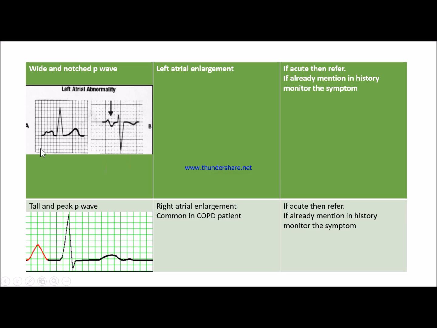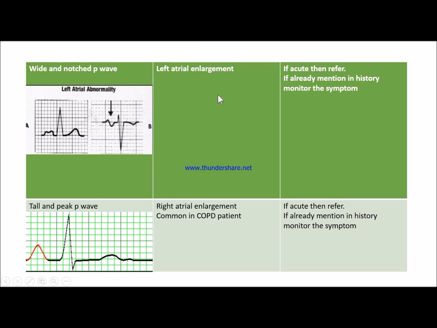Here in diagram A, the P wave is widened, and in diagram B, the P wave is notched and a little bit inverted. So there is a positive and negative deflection. If there is a negative deflection, we always remember that left atrial enlargement will be the cause for that.